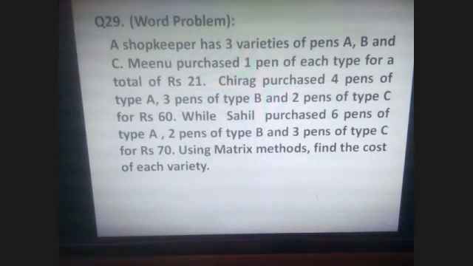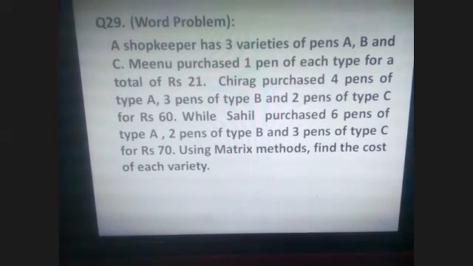Here, look at this: a shopkeeper has 3 varieties of pens A, B and C. Minu purchased 1 pen of each type for a total of rupees 21. Chirag purchased 4 pens of type A, 3 pens of type B, 2 pens of type C for rupees 60. While Sahil purchased 6 pens of type A, 2 pens of type B and 3 pens of type C for rupees 70. Using matrix methods, find the cost of each variety.